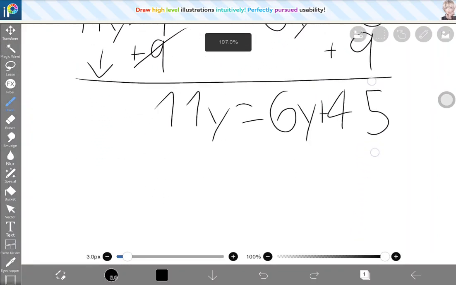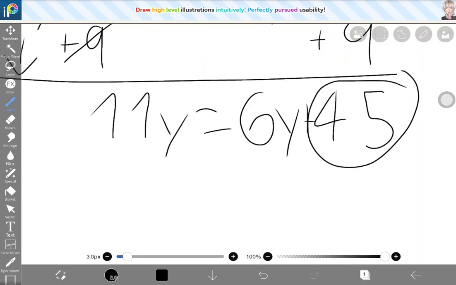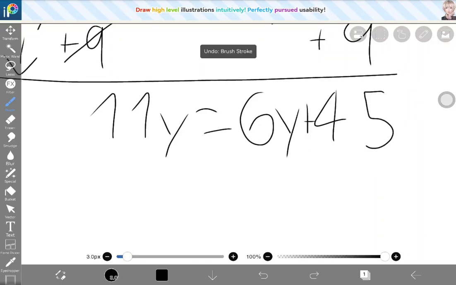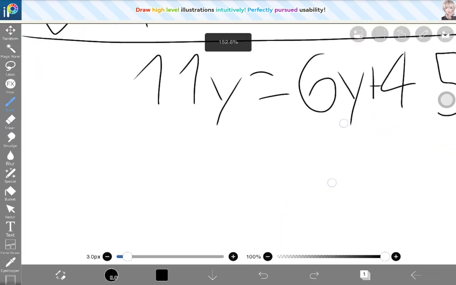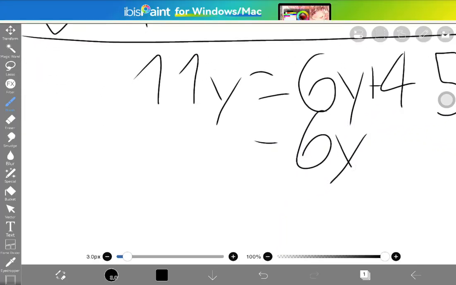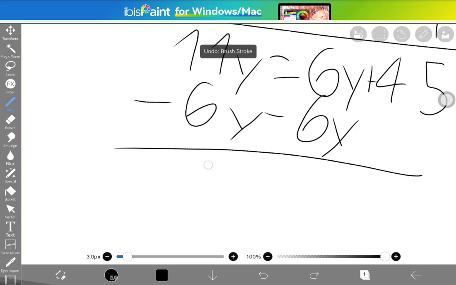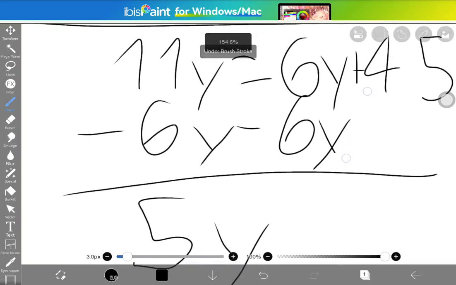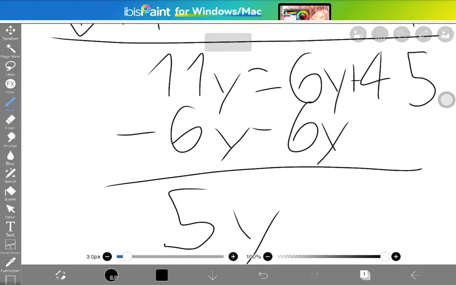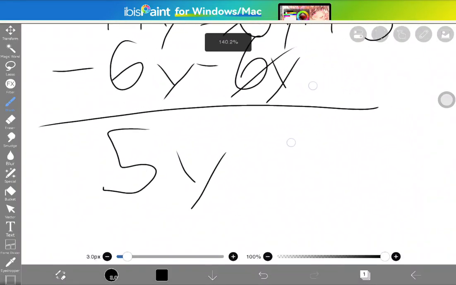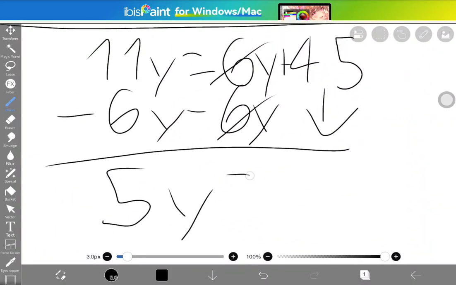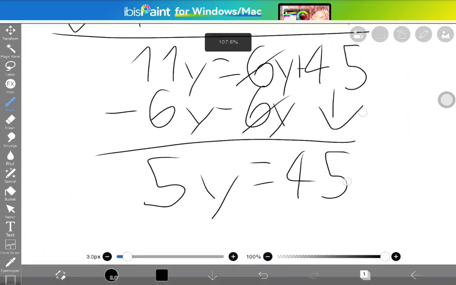So now let's isolate constant 45. We do addition property of equality for 6y. So we reverse +6y and turn it into -6y on both sides as well. So 11y minus 6y is 5y, and +6y and -6y cancel out. So now we only have 5y equals 45.